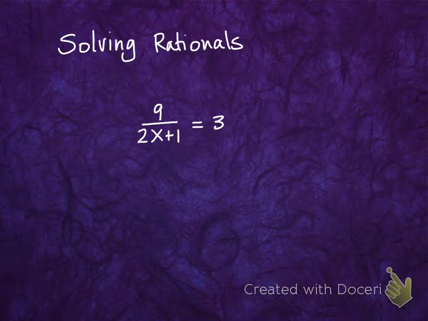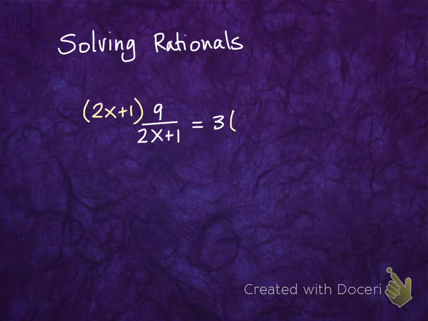But we don't know what to do with that because x is in the bottom. If x is in the bottom of a fraction, we don't know what to do with that at all. So the first thing we're going to want to do is get the x out of the bottom of the fraction. If it's in the bottom and you want to get it out, you've got to multiply. So we're going to multiply both sides by 2x plus 1.